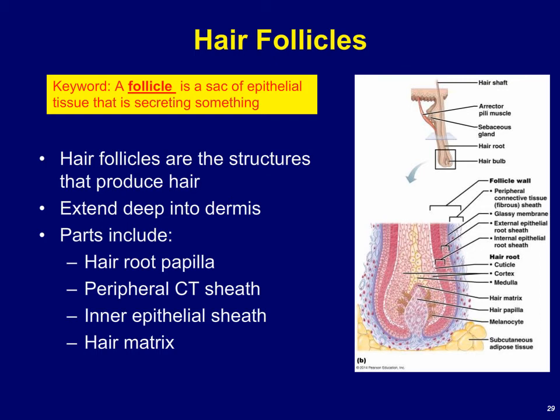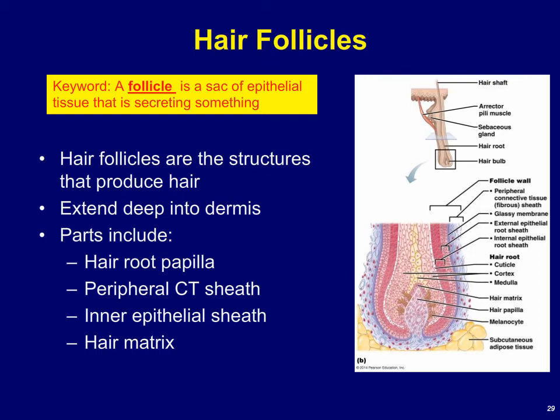And so hair follicles are the structures that produce hair, and they start out on the epidermis, but they extend very deep into the dermis by about 4 to 5 millimeters, so they can be quite deep. And the parts of the hair include the hair root papillae, and this is where the blood vessels are located and the most active cell division is going on.